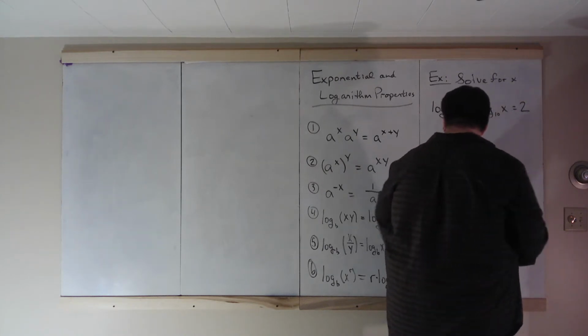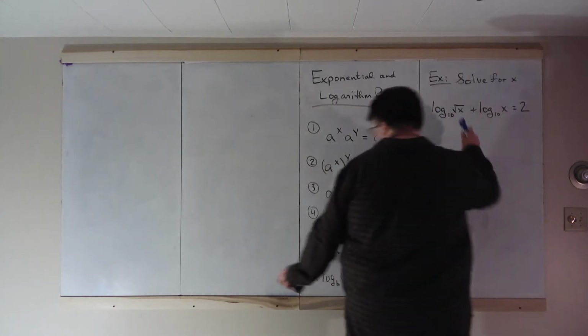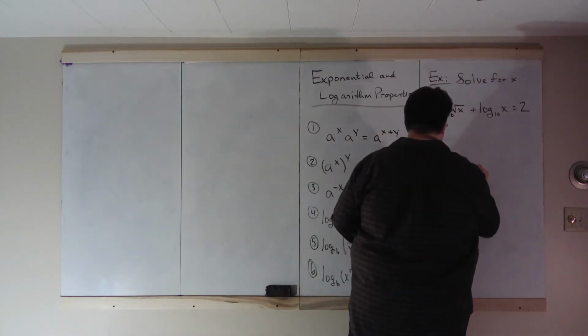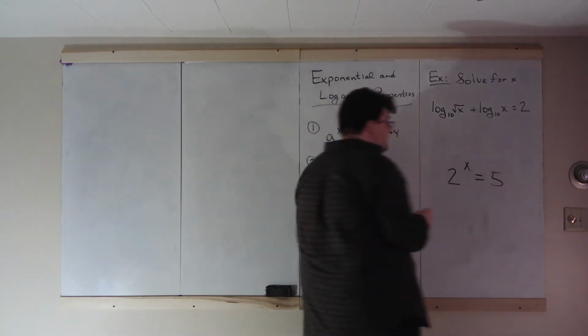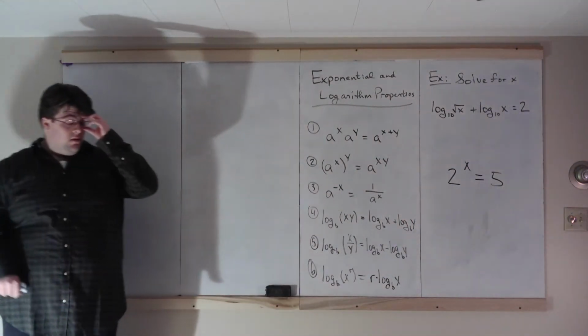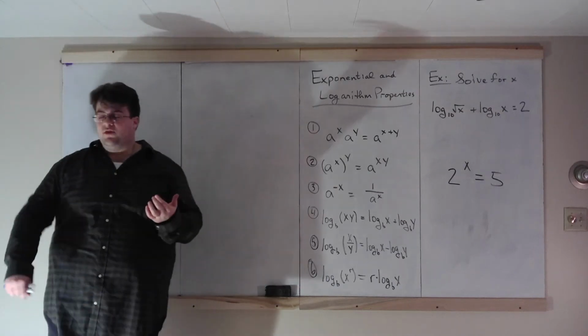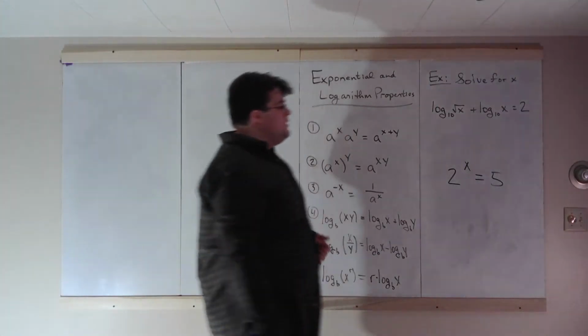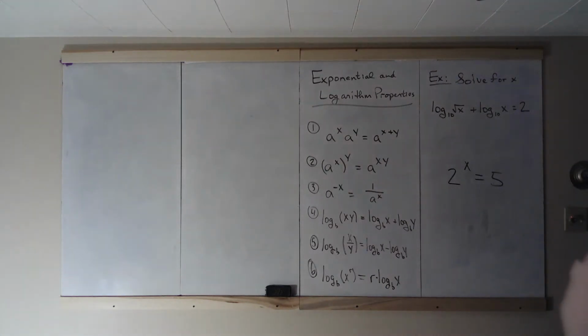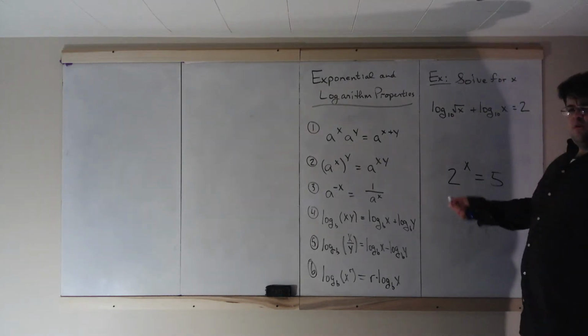But how would we solve this? How would we solve this equation for x? 2 to the x equals 5. How do you solve that for x? Well, you can't just divide by 2. That would give you 2 to the x minus 1. That doesn't help. How would you solve that for x? Well, you get rid of the 2. How do you get rid of the 2?